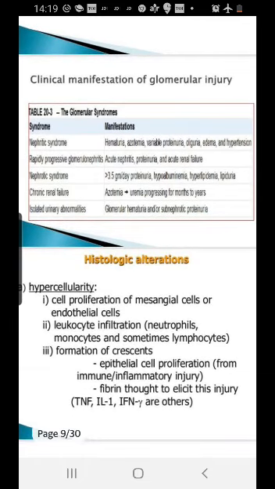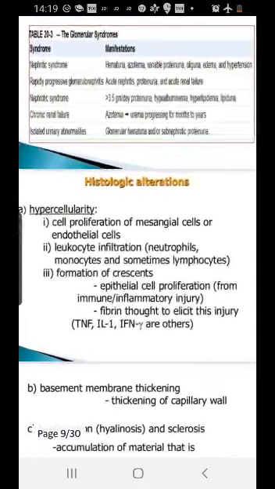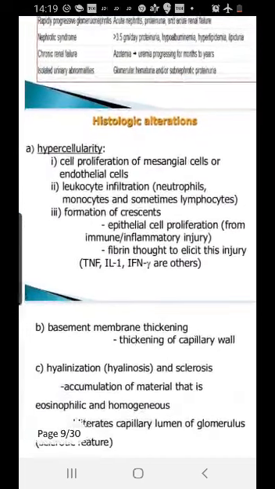So rapidly progressive glomerulonephritis, RPGN, also presents itself as acute nephritis. Then we have the chronic renal failure, which is persisting for more than 6 months, and it usually results in azotemia. And then we have isolated urinary abnormalities, in which there is a glomerular hematuria and subnephrotic proteinuria.